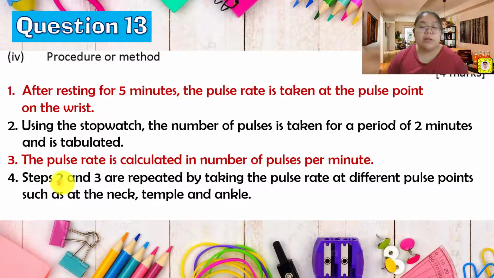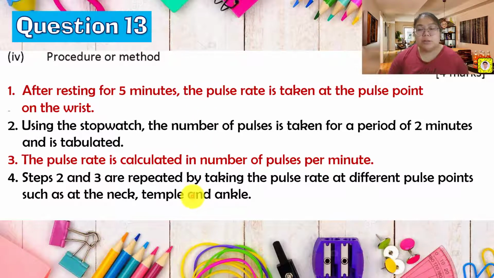Number 4, you say repeat. You repeat steps 2 and 3. After that, take the pulse rate at different points, and you give the different points, such as the neck, the temple, and also the ankle. So this one is the procedure, how to solve this question.